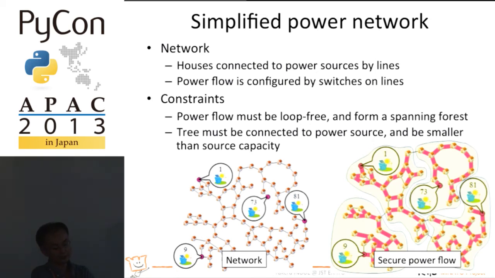Each tree in the forest must be connected exclusively to a power source. The amount of power transmitted from a single source is strictly restricted for secure power flow, and so each tree must be smaller than its capacity.